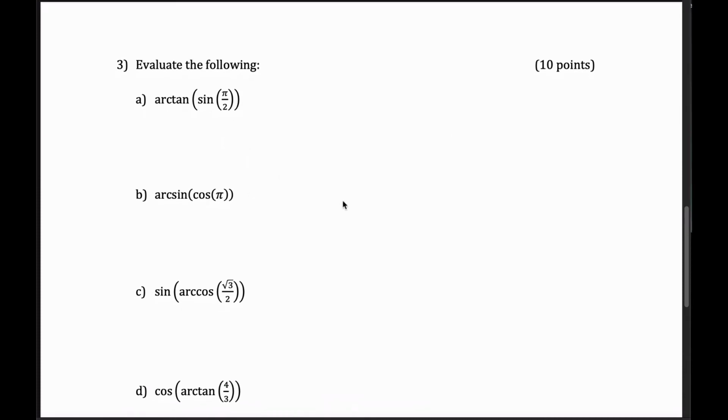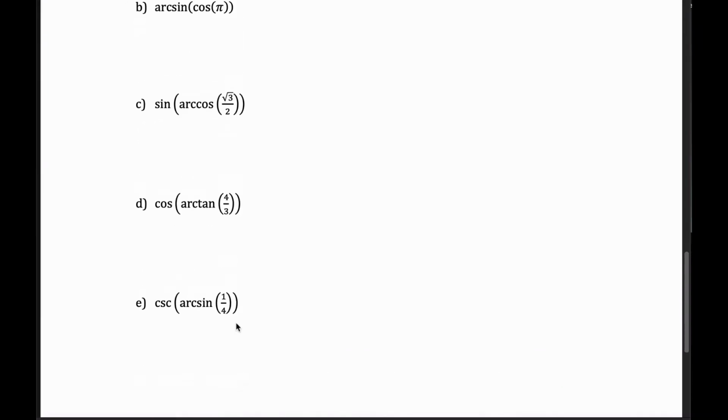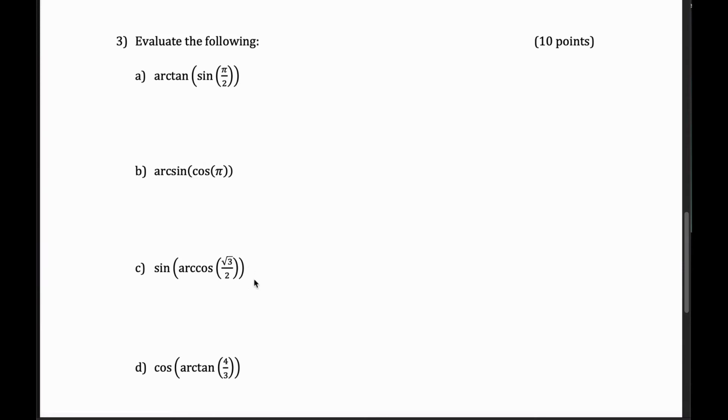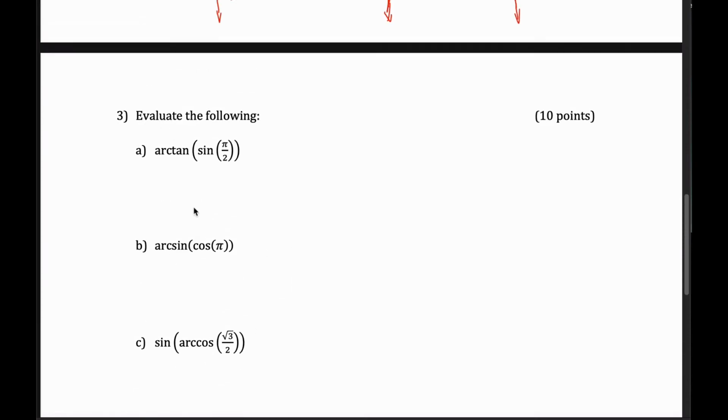For these inverse trig functions, I really think about them as two different types of problems, even though they look pretty similar. When your inverse trig function is on the outside of the function composition, you use one method, and when it's on the inside, you use a different method. So in my mind, A and B are pretty dissimilar to C, D, and E. For A and B, I'm just going to work from the inside out. I'm going to first evaluate the sine of pi over 2.